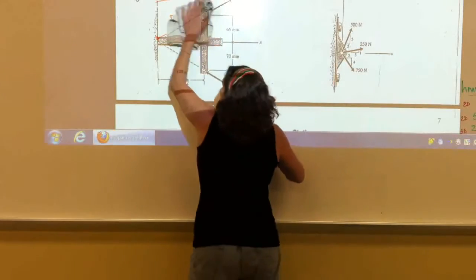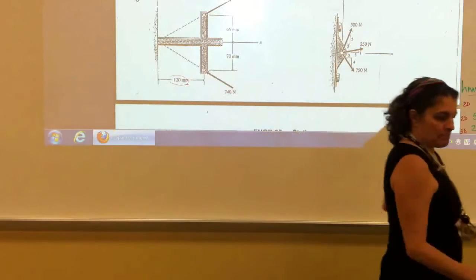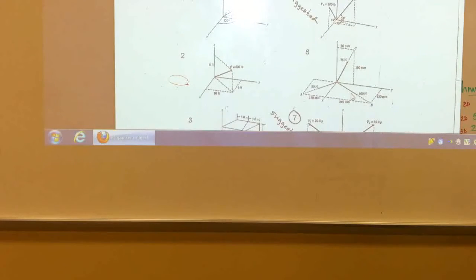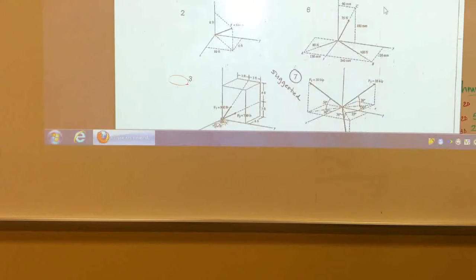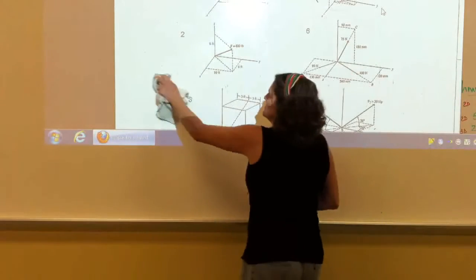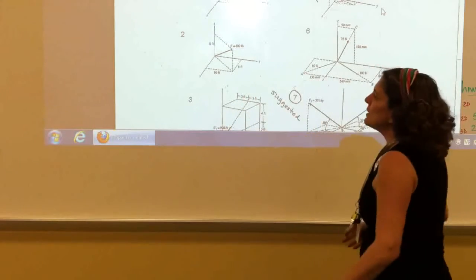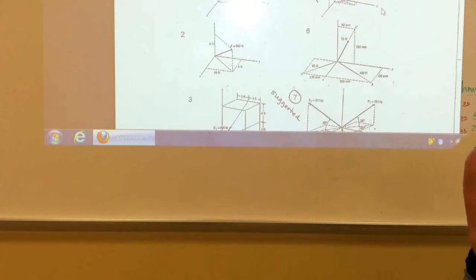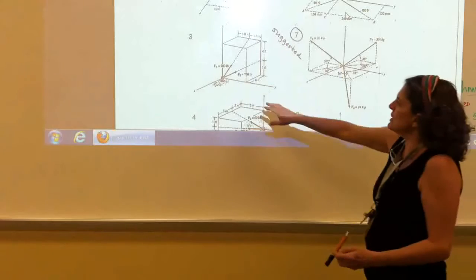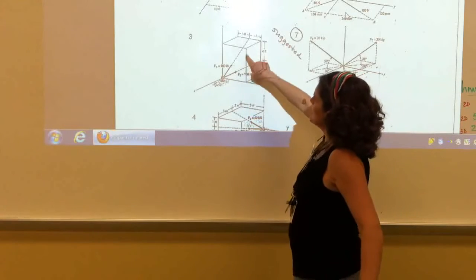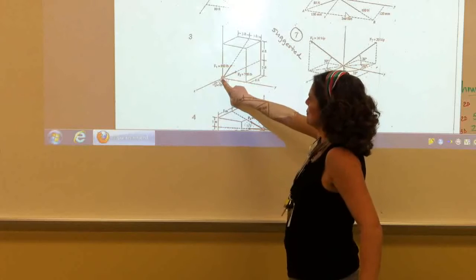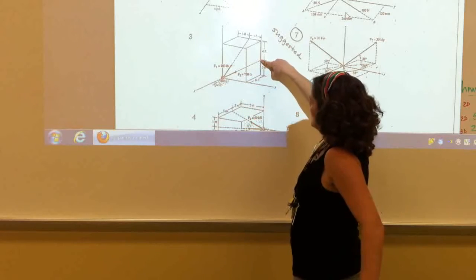And then there was a question in the 3D. Let's go to the next page. 3D, it was problem number 2. So again, you have to get comfortable in looking at 3D space. Let's look at 3 first. 3 may be more comfortable for you because they have the box here. You can see that the force, 700 pounds, goes from here to here.